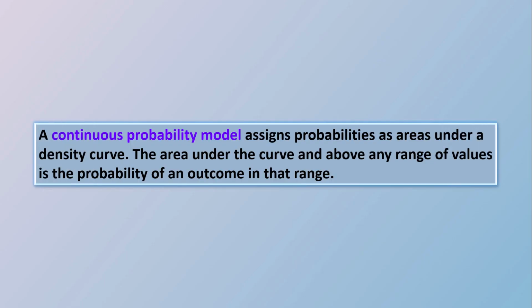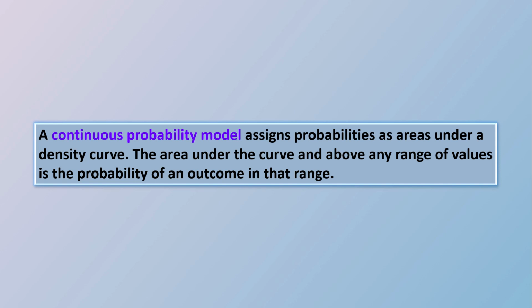But you already know a very popular continuous probability distribution. What is that? It is the normal distribution. We discussed the normal distribution under chapter 3. So let me remind you of some information we learned there. A continuous probability model assigns probabilities as areas under a density curve. The area under the curve and above any range of values is the probability of an outcome in that range.